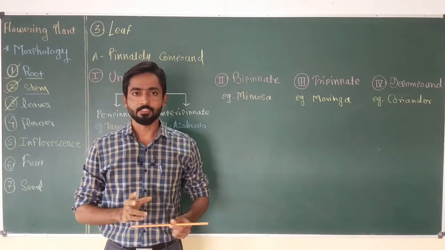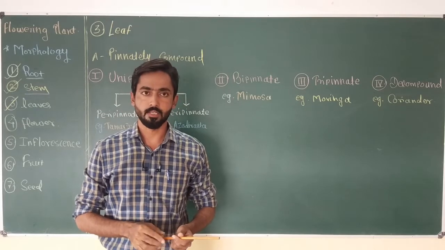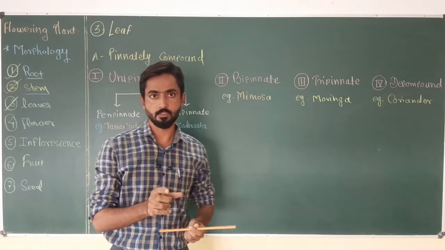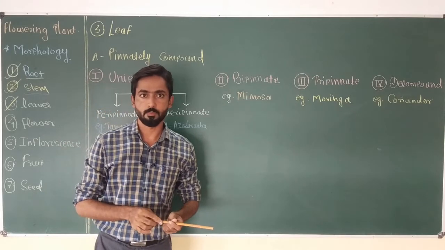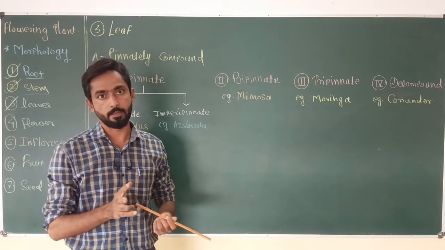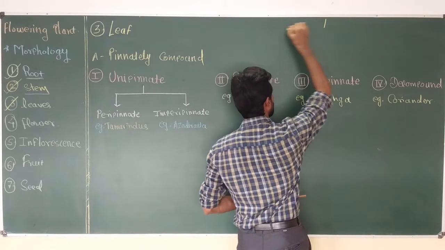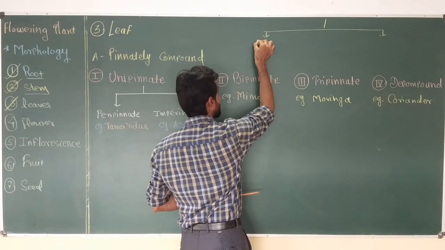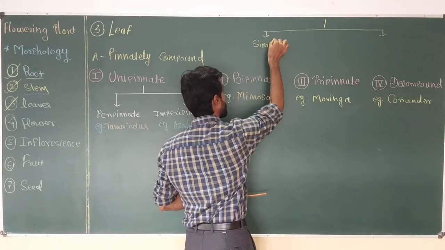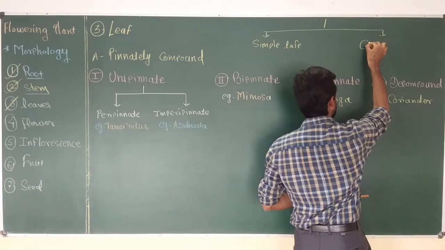Hello everyone. In the last video, we discussed the different types of leaves present in angiospermic plants. On the basis of incision, or number of incisions, the leaves of angiospermic plants are divided into two main types, that is simple leaf and compound leaf. In the last lecture, we discussed in detail the first type of leaf, which is simple leaf, and the second type is compound leaf.